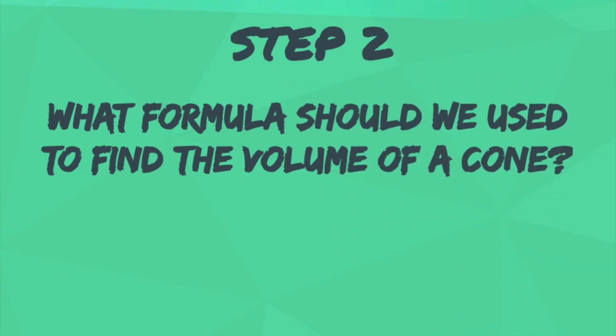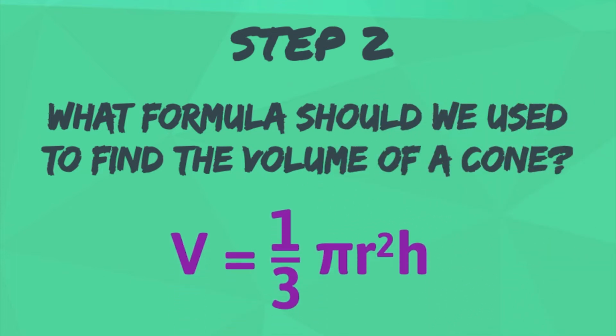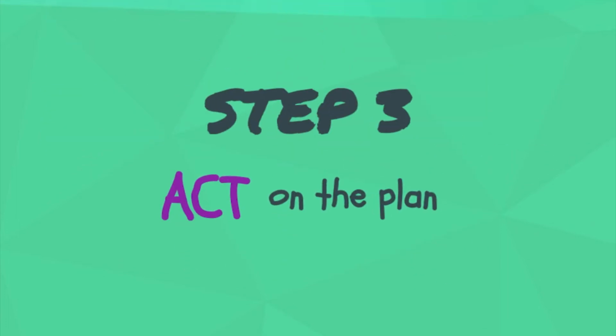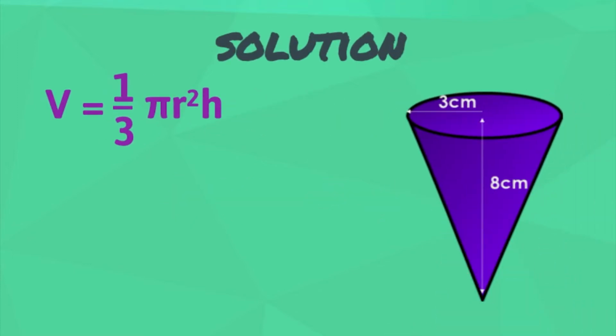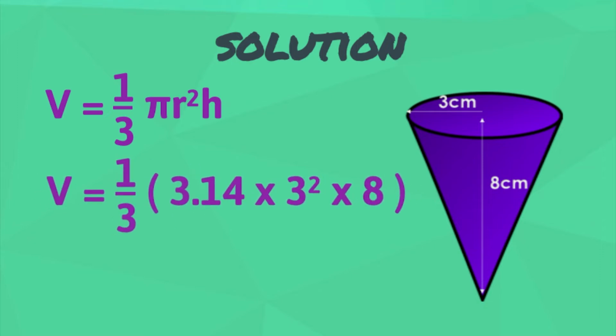In getting the volume of a cone, we need to use the formula volume is equals to 1/3 times pi times radius raised to 2 times height, or volume is equals to 1/3 pi r squared times height. Now that we know the formula, let's act on the problem. Using the formula, volume is equals to 1/3 pi r squared height. We can now rewrite the pi r squared times height. Pi is always equals to 3.14 times 3 raised to 2 times 8.